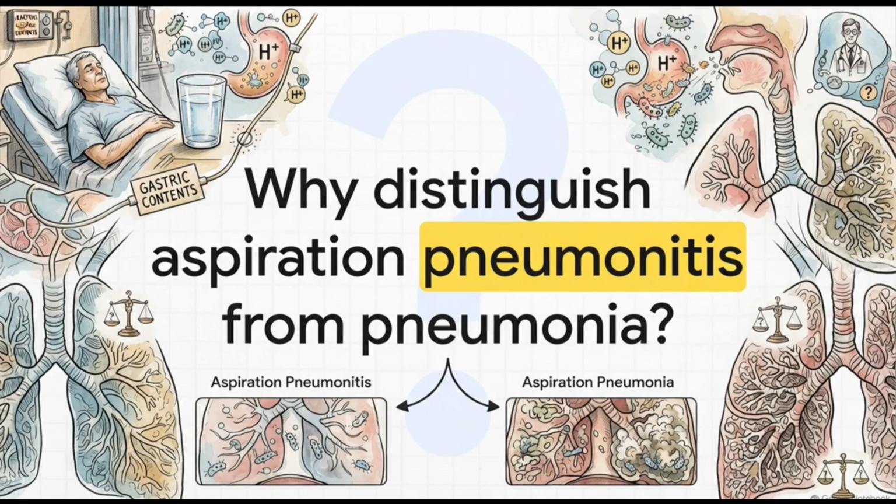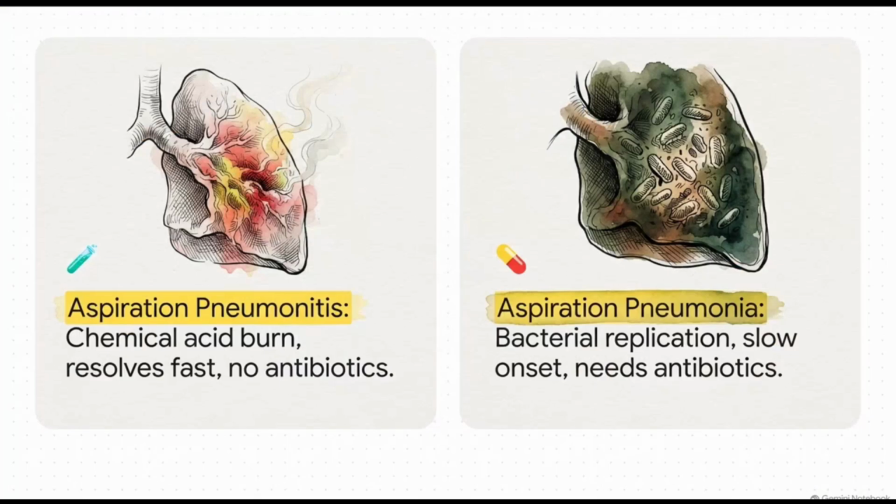Speaking of critical clinical clues, let's pivot for a second to patients who inhale gastric or oral secretions. Why is distinguishing aspiration pneumonitis from aspiration pneumonia such a make or break clinical decision for doctors? Well, this perfectly illustrates the difference. Aspiration pneumonitis is literally a chemical burn from stomach acid. It causes this rapid, frankly terrifying respiratory distress.